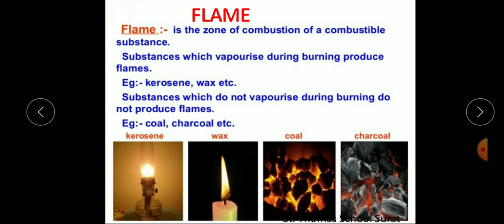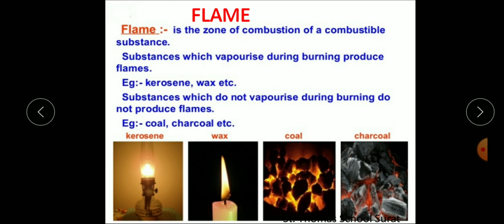Here the substances which vaporize during burning produce flames. It will produce flames when the substance is going to get burned. For that we can write the examples: kerosene, wax, etc.